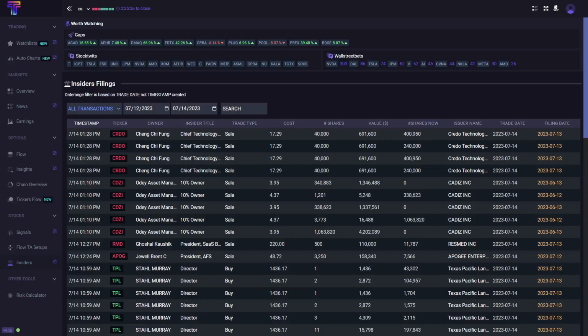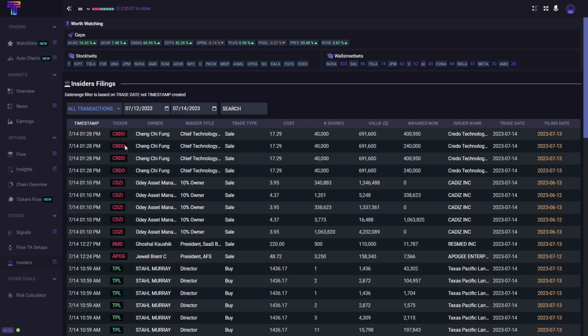In this tutorial, we will go over TradeUI's Insider section. Whenever you log onto TradeUI, you'll click on Insiders. It brings you to a page that populates all of the insider transactions going on with different stocks. It will show you the timestamp that the actual trade was caught.